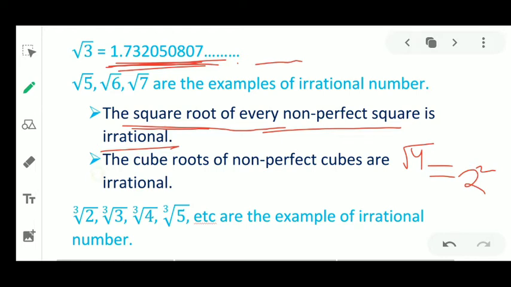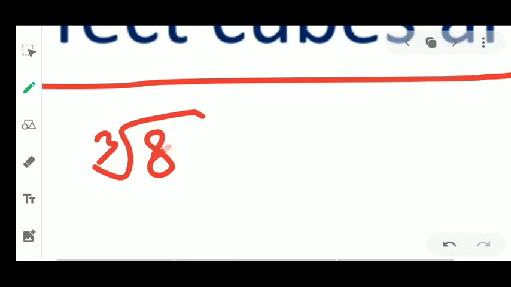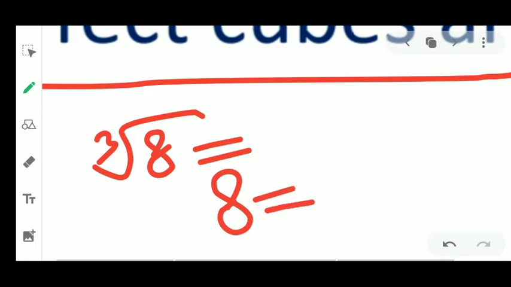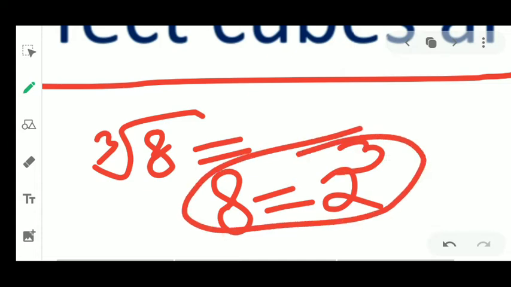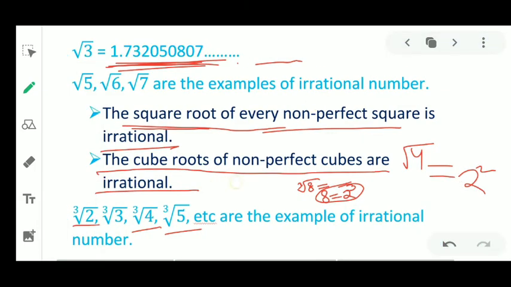Like that, cube roots of non-perfect cubes are irrational numbers. For example, cube root of 3, cube root of 4, cube root of 5, all are examples of irrational numbers. But what about the number cube root of 8? Is this an irrational number or not? Cube root of 8 is not an irrational number because 8 is a perfect cube of 2, which is 2 cube. 2 cube is 8. So cube root of 8 is not an irrational number. Clear?